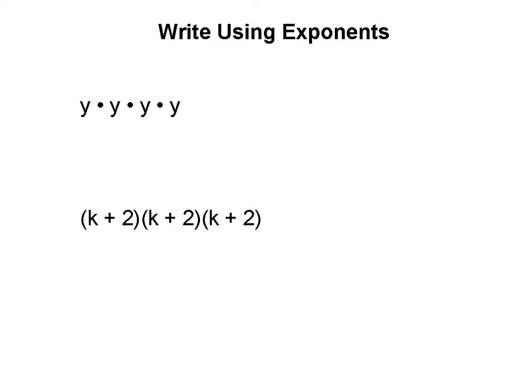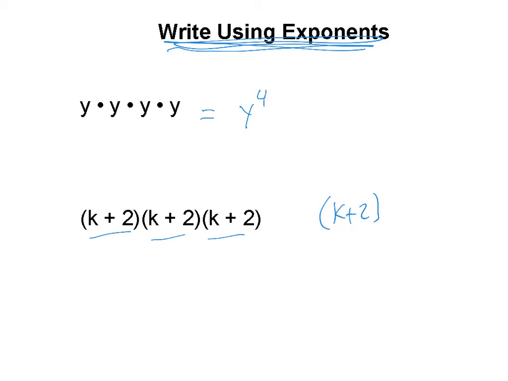Here's a couple more examples. Notice we don't have to solve. They just want us to write it using exponents. Kind of nice. Notice there are 4 y's there, so y times y times y times y, the same thing as that is y to the fourth. That means the same thing, okay? This one, notice I've got 3 pairs of k plus 2's. So another way to write that, instead of k plus 2 times k plus 2 times k plus 2, would be this: k plus 2 to the third power, okay?